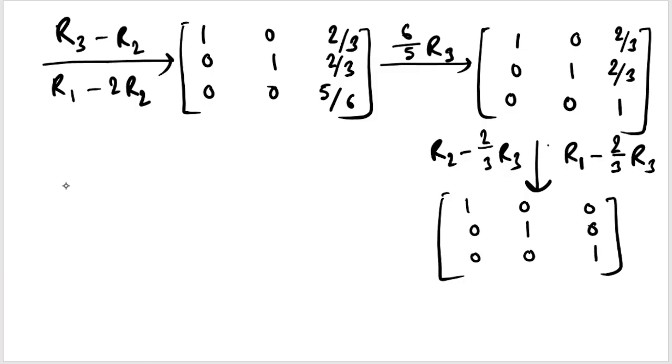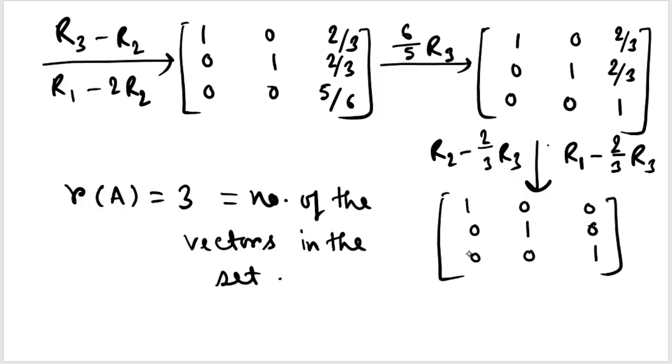So the rank of the coefficient matrix is 3, which is equal to the number of vectors given in the set. Rank is 3 means all the vectors are linearly independent, and hence the given set of vectors is linearly independent.